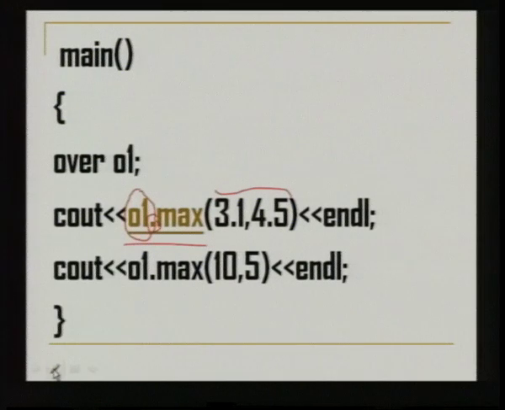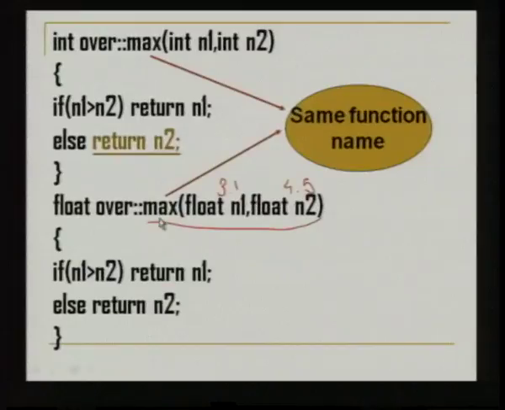Now, if you see the next function call, here again you have a cout function, with O1 dot max again, but the values passed here are integer values 10 and 5, there is no decimal. So, when the compiler sees this particular parameter, it immediately determines which of the two max functions has to be called. The first function has integer values, the second has float. Because we are passing integer arguments 10 and 5, it will immediately switch control to this max function, and again execute the same set of statements. If 10 is greater than 5, return 10, otherwise return 5.